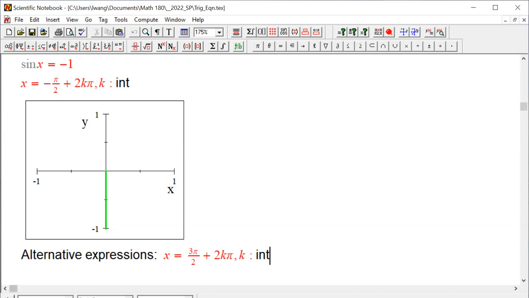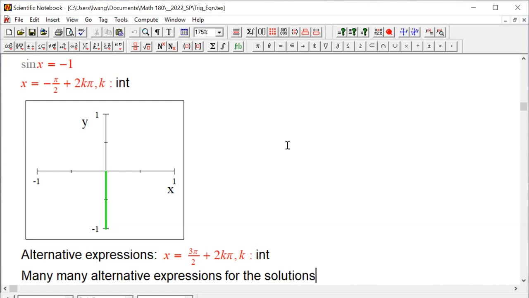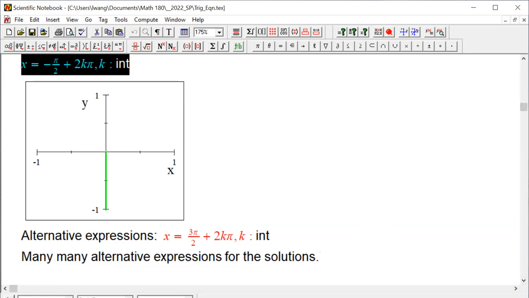Okay, it could be 3pi/2, right? That will work too, right? And if you add 2pi, you can get many different alternative expressions for the solution, really, right? But which one do you choose? I would choose the simplest possible. And it turned out I think this one is the simplest. Okay, the simplest. But anyway, that's about this question.